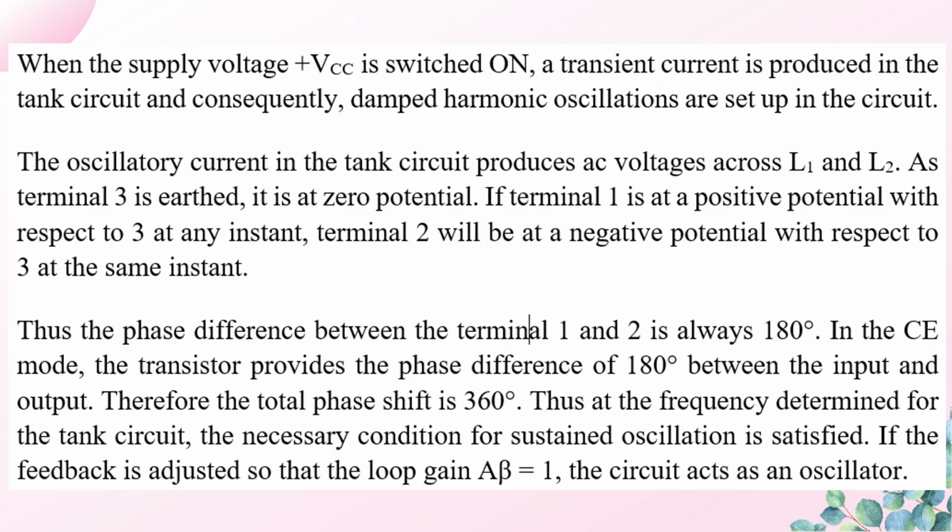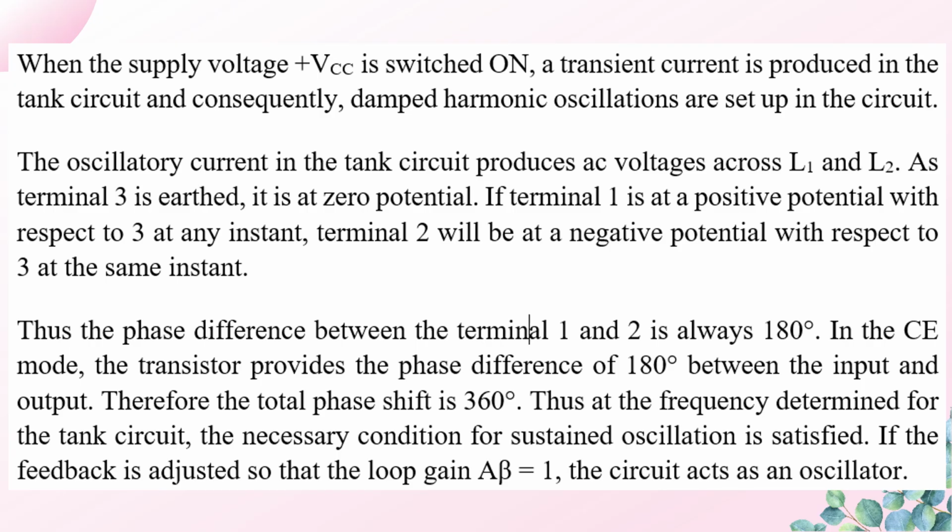So next, let's listen to the operation of the circuit. When the supply voltage plus VCC is switched on, the transient current is produced in the tank circuit, and consequently damped harmonic oscillations are set up in the circuit. The oscillatory current in the tank circuit produces AC voltages across L1 and L2.